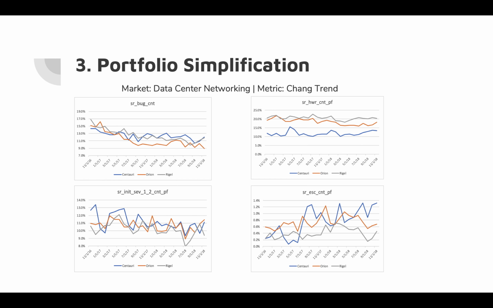Besides, the escalation level of Centauri is not only the largest, but it also keeps increasing. Given that engineering escalation are usually very serious problems, Centauri's quality is really bad. Besides, although the software bugs for all of the 3 products are decreasing, the decreasing rate of Centauri is much smaller, which means that the fixing rate may be slower.